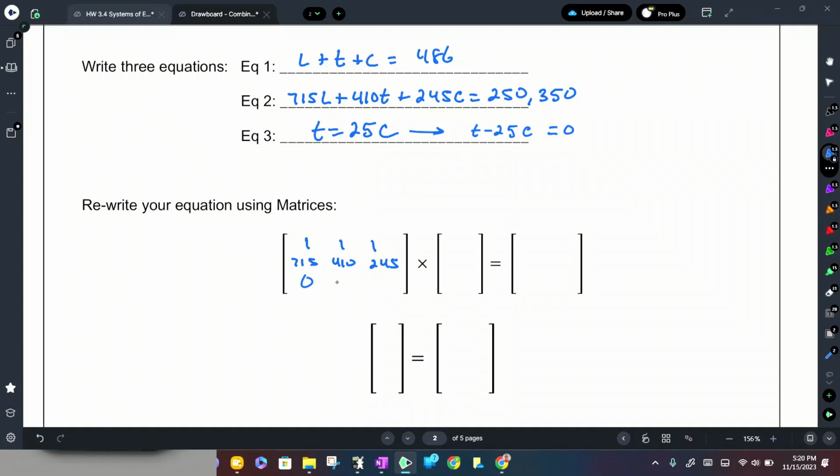And then we've got 1T, and negative 25C. And this is going to be the number of laptops, the number of tablets, and the number of cell phones. And so just think about how we arrange these. We did L, T, and C, and then we're just taking this and turning it sideways. So that's our coefficient matrix, our variable matrix. We have our solution matrix, which would be 486, and this would be 250,350.